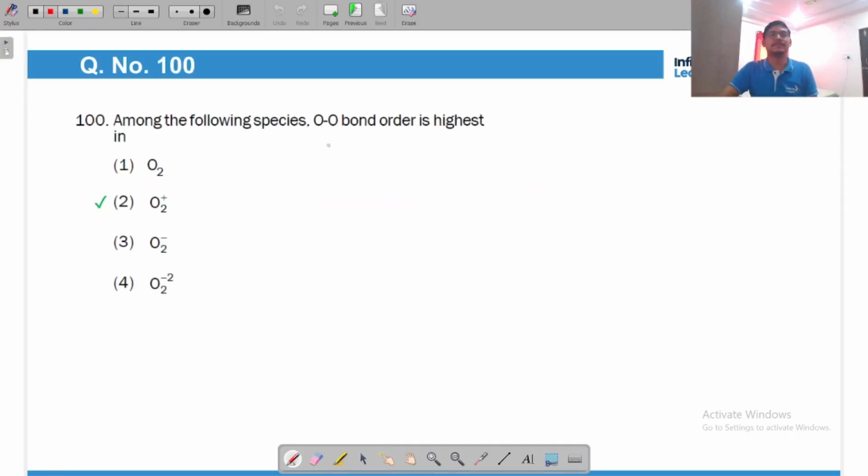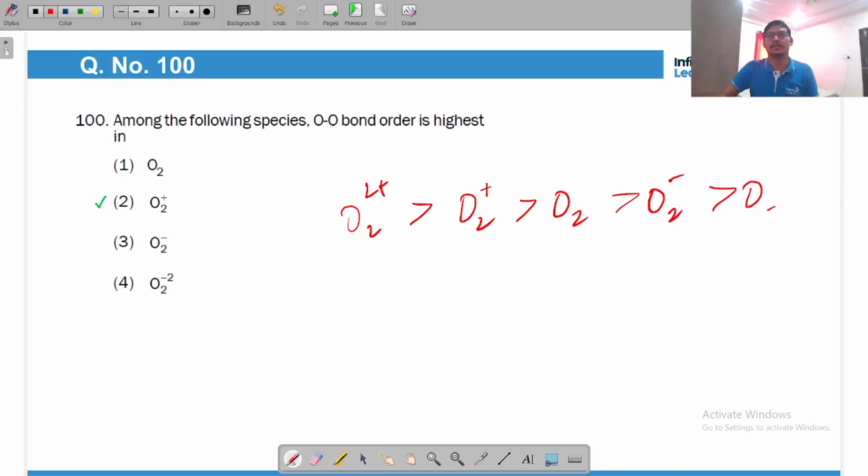Among the following species, which bond order is highest? And remember, guys, then O2 2+. This order you should remember. It will be very beneficial. O2+, and then O2, and then O2-, and then O2 2-. The bond order in these species is 2.5, 2, 1.5, 1. So the correct answer is here, O2+.